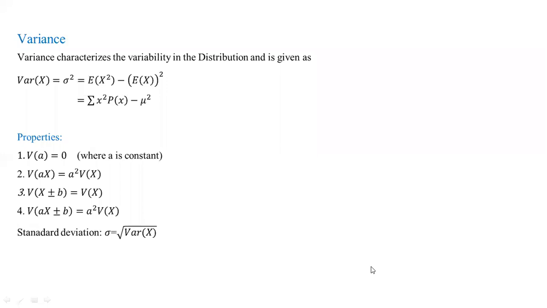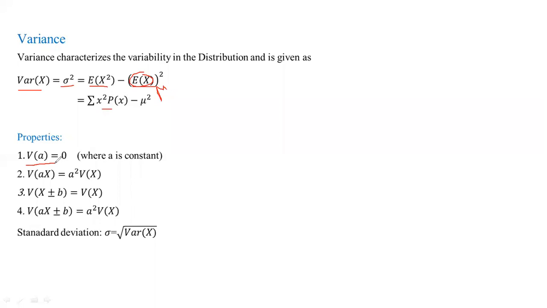Variance of the discrete probability distribution. Variance is nothing but var of x, we represent it like var of x or sigma square, where sigma square is equal to expectation of x square minus expectation of x whole square, where expectation of x is nothing but mu, the mean. So expectation of x square will become summation of i equals 1 to n of x square p of x, minus mu square.